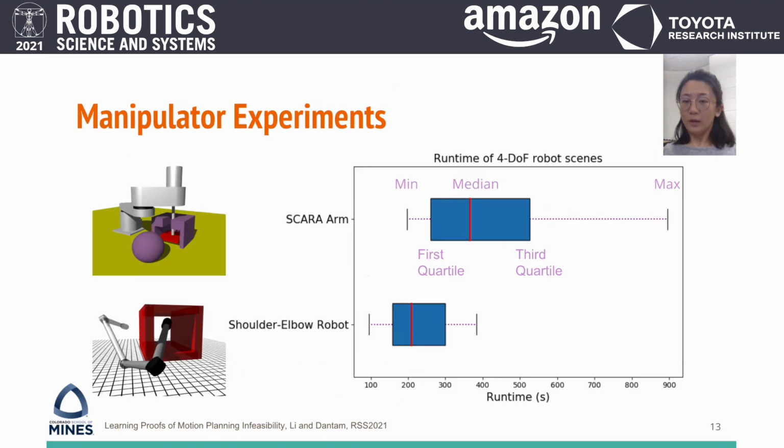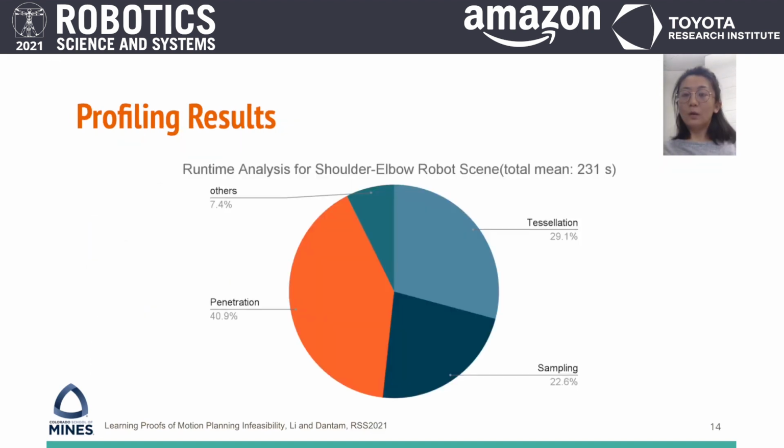We apply our algorithm to two four-DOF robot scenes. We can see from this figure the runtime distribution. Most trials completed within 10 minutes. When the scene is more complicated, it takes longer. We also did profiling on the experimental runs, and here it's showing the profiling results for one of the scenes. Most of the time is spent on verifying the manifold, and the learning part is actually fast.